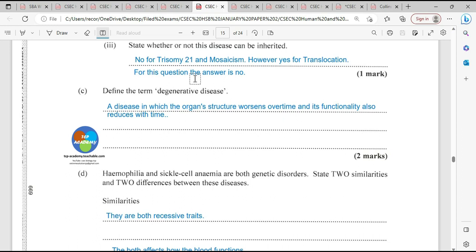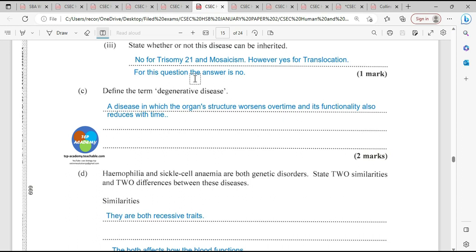Now, please be reminded that there are three types of Down syndrome. Usually, translocation will take place on chromosome number 14, while here trisomy is on chromosome 21. In most cases, at your CSEC level, it is going to be trisomy 21, which takes place on the 21st chromosome. Mosaic is not so much of a popular type of Down syndrome.